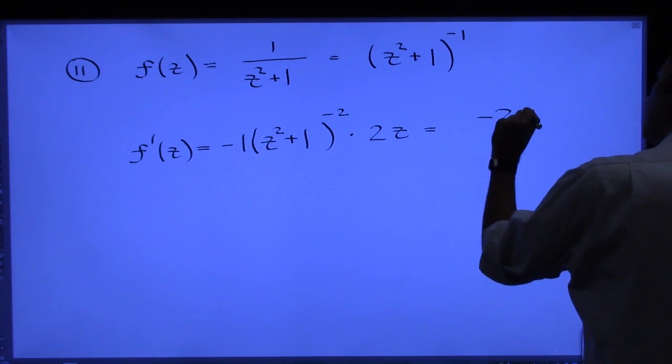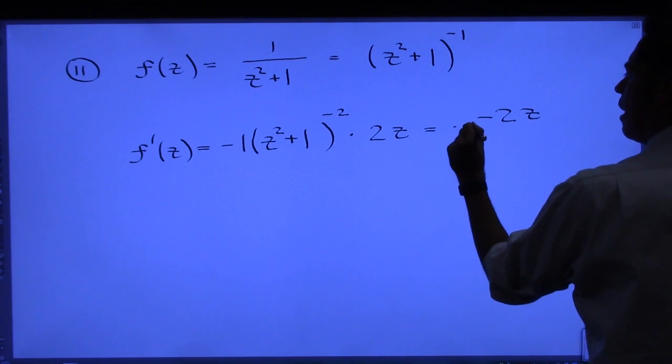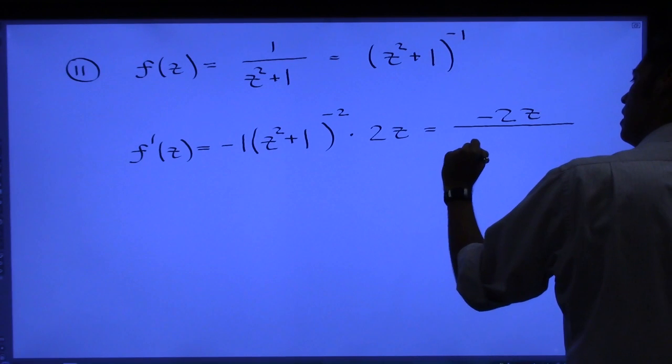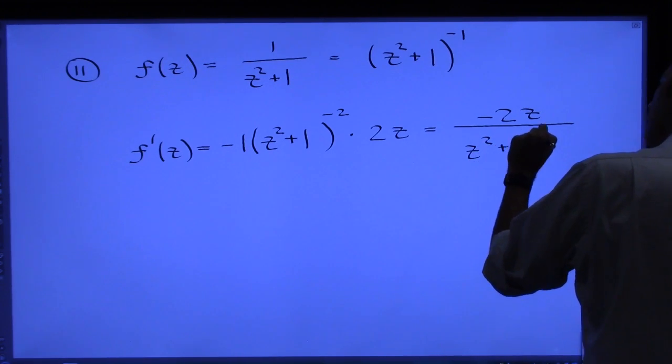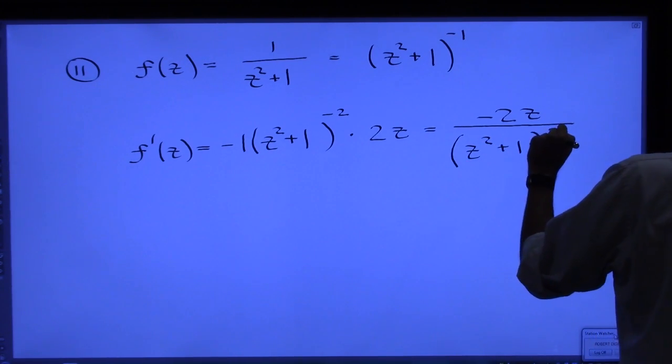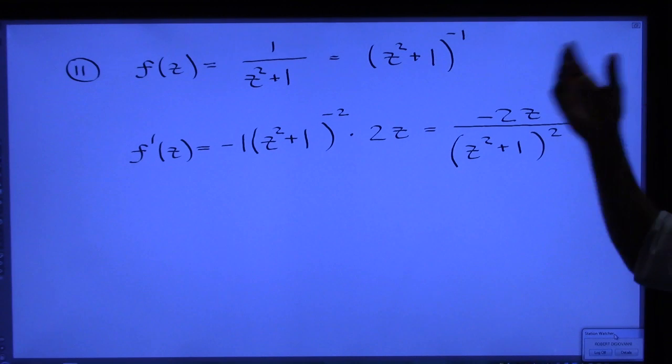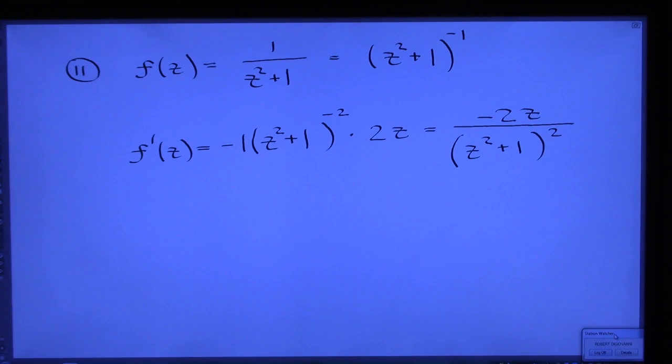Negative 2z. And then I'm going to take this and drop it back down. Z squared plus 1 to the second power. Now, if you do the quotient rule on that, which I said you could do in the beginning, you should get the same result.